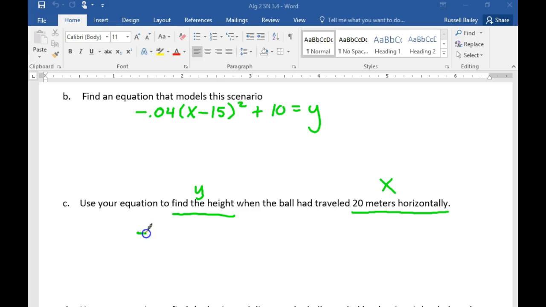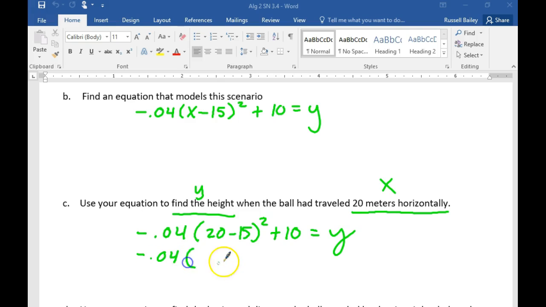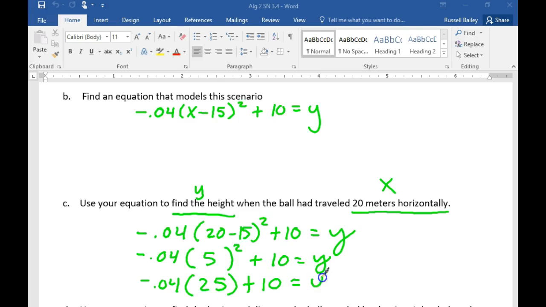So you guys ready? Here we go. Negative 0.04, I'm going to plug in 20 for the x, and I'm going to solve for y. Now you've got to follow your order of operations here, guys. What do we do first? Okay, what's 20 minus 15? What comes after parentheses? Exponents. What's 5 squared? Good. What comes after exponents?